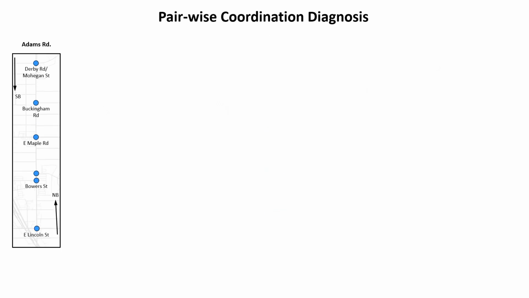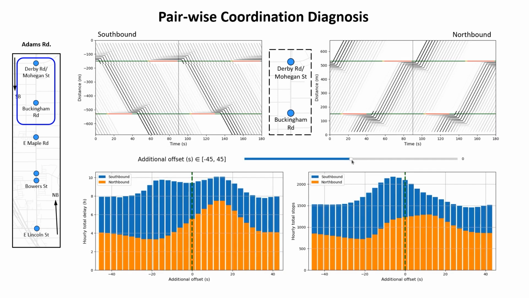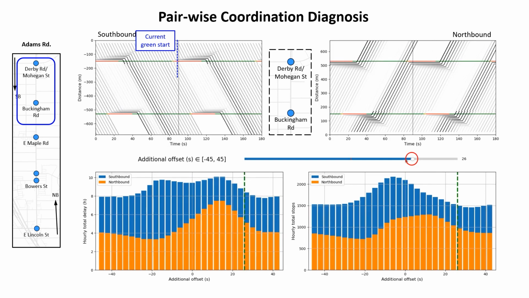In pairwise coordination diagnosis, we consider two intersections. It is important to analyze potential offset changes in both the southbound and northbound directions. The current green start implemented at this intersection is shown here. Let us predict what will happen if we add an additional offset of 26 seconds.